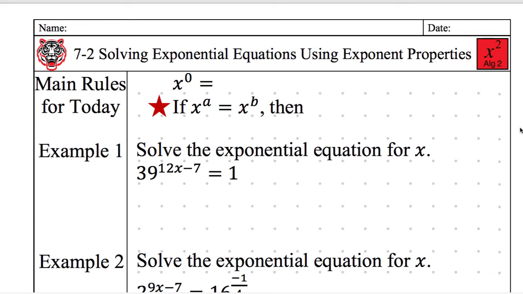All right, so we are in Algebra 2. Today's date is Wednesday, March 27th, 2019. Make sure that you have the date and your name on the paper. We are on our second lesson for Unit 7, talking about exponents again.